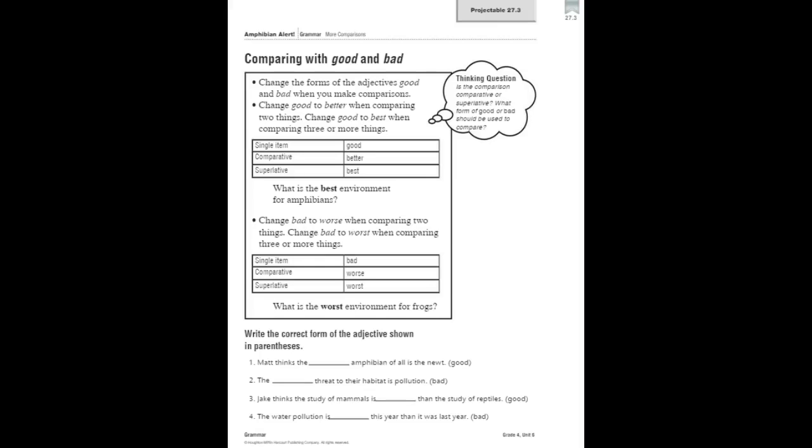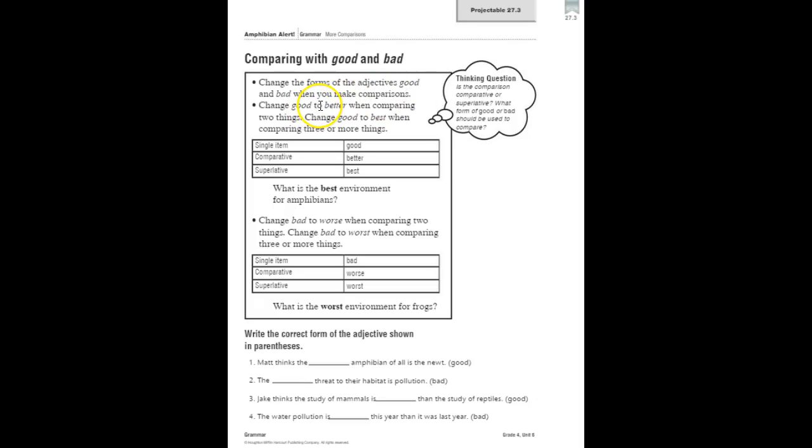This week in grammar, we're going to work with more comparisons. Today we're going to be comparing with good and bad and comparing with adverbs. Now remember, some adjectives like good and bad need to change forms when they're used to compare things. We ask this thinking question: is the comparison comparative or superlative? And what form of good or bad should be used to compare?